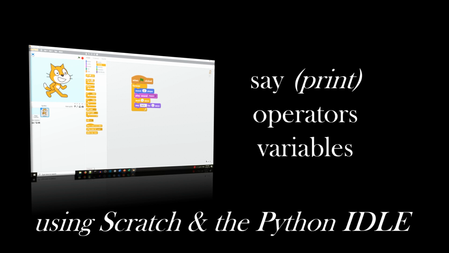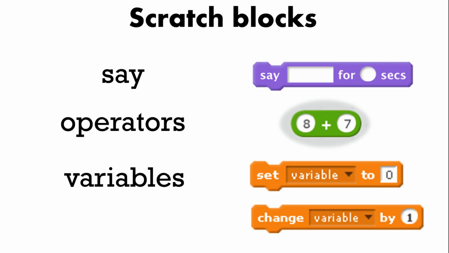Let's start off simple with the basics. So we're going to use say, we're going to use operators, and we're also going to look at variables. We know the say block will have this white square where we put in what we want to say. In Python we have print and brackets, as we've seen. Operators sounds complicated, it's just plus and minus, multiply and divide. And variables we've done in Scratch before.